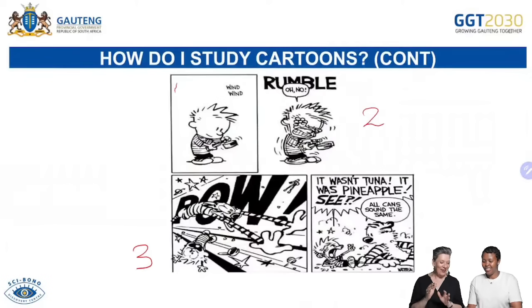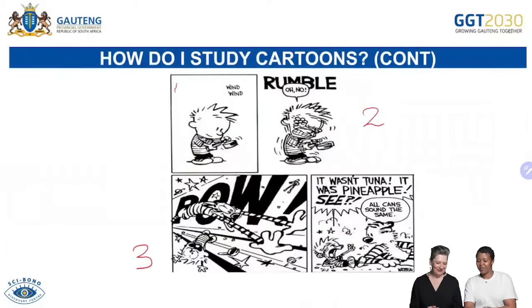Exactly. And then in frame 3, we see Hobbs. Hobbs is his tiger, literally pushing him out of there. Look at those lines. We've got a sound imitation as well, really pushing him out of the way. And poor Calvin is saying, it wasn't tuna, it was pineapple. And you can see the way the speech bubble is formed. It's jagged, spiky. I like that word. It's jagged or spiky to show that Calvin is screaming.